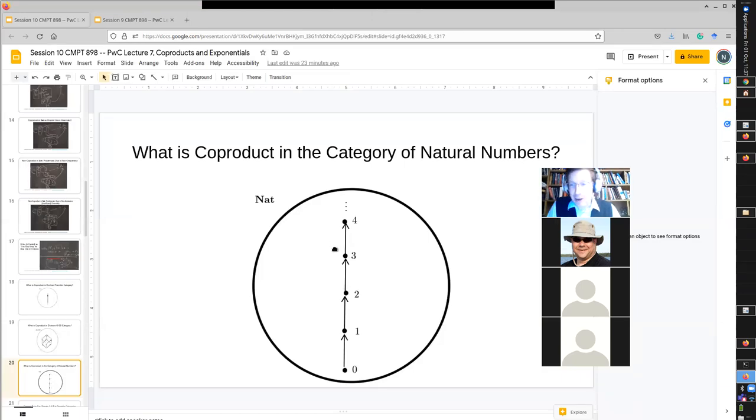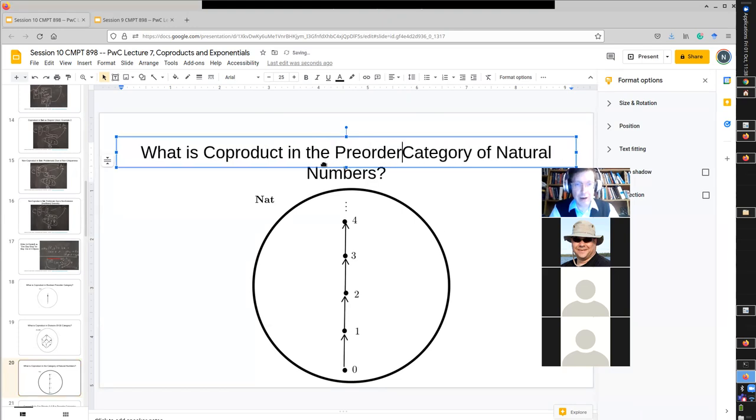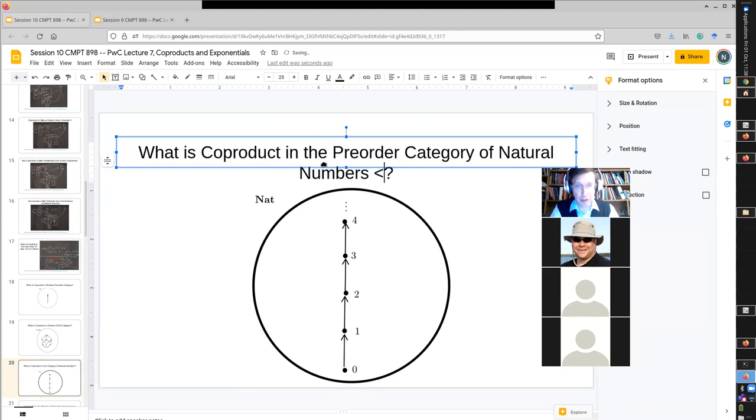Okay, this is a fun one. What is co-product in the category of natural numbers? So here we have objects that are natural numbers. This is the category where each object is a natural number, and every natural number has exactly one object representing it. I should really say a pre-order category: natural numbers with less than or equal to. So that's what a morphism means.